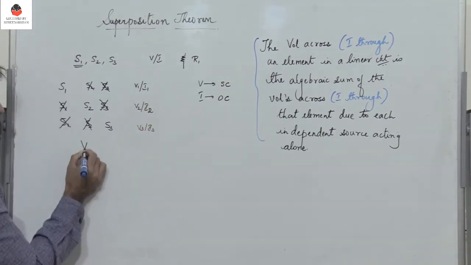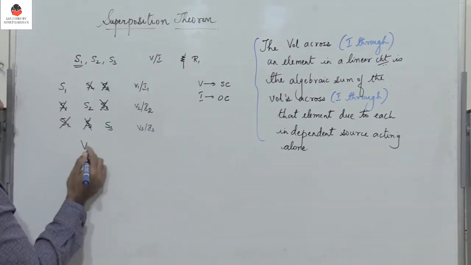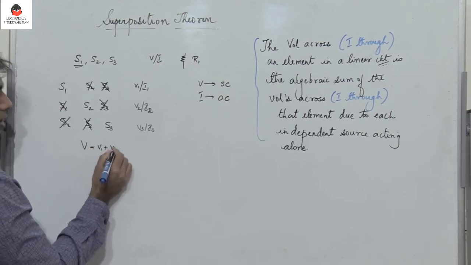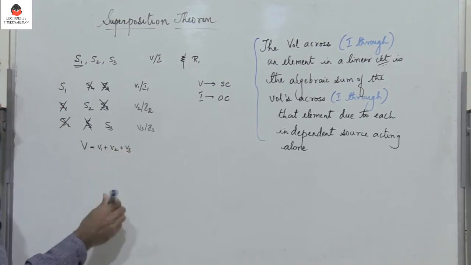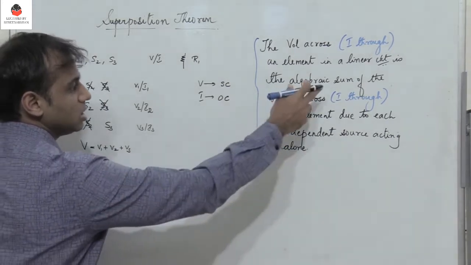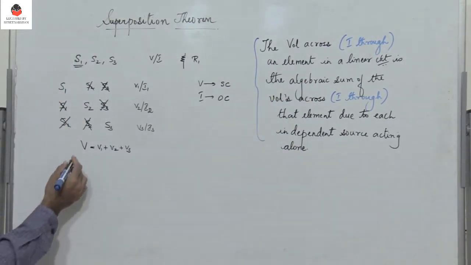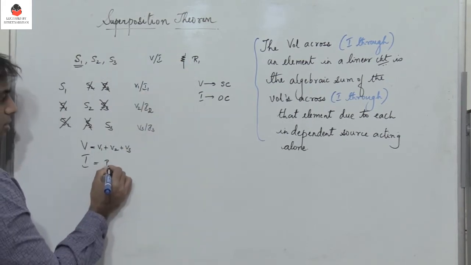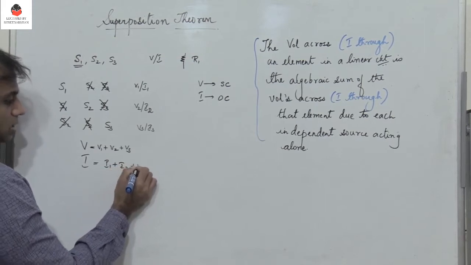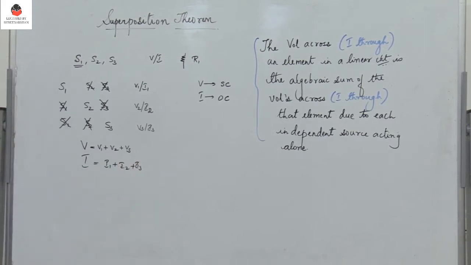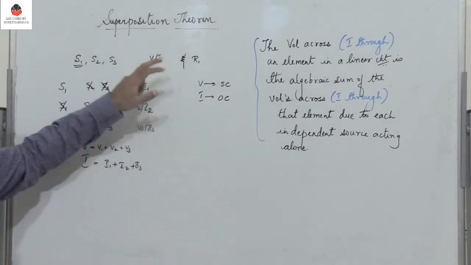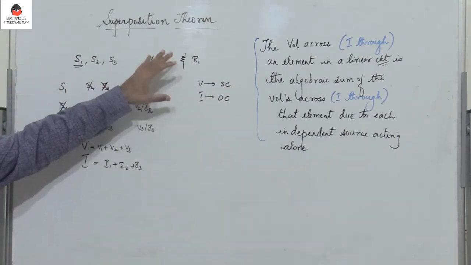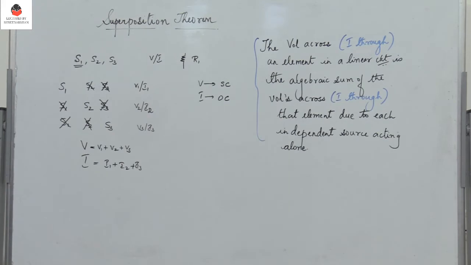Now, if we are asked to find the voltage across R1, what is the total voltage? It is nothing but V1 plus V2 plus V3. As mentioned here, it is the algebraic sum of the voltages. Or if you had to find the current flowing through this element R1, it is I1 plus I2 plus I3. So this is what the superposition principle or theorem states. Now let's take a few problems and see how we can apply this superposition theorem to find either the voltage or current through a given element in the entire network.